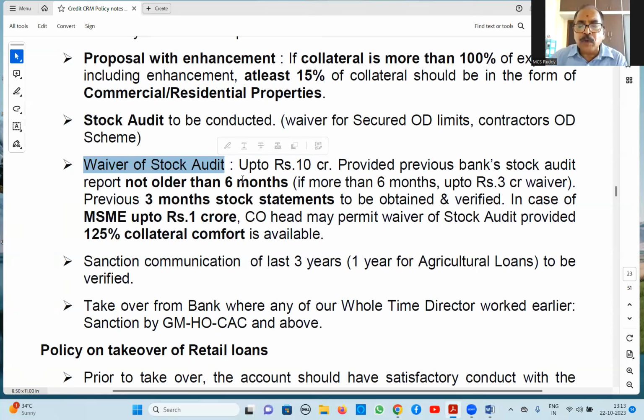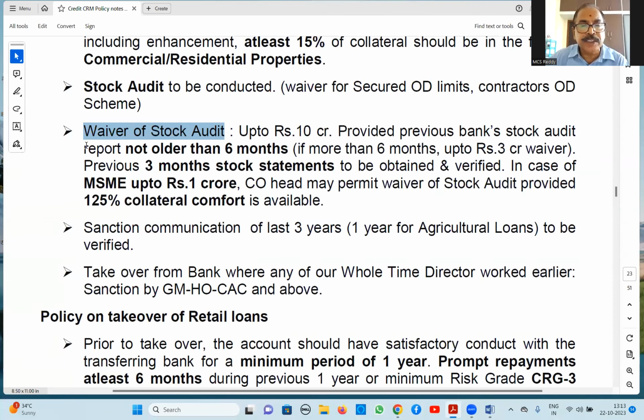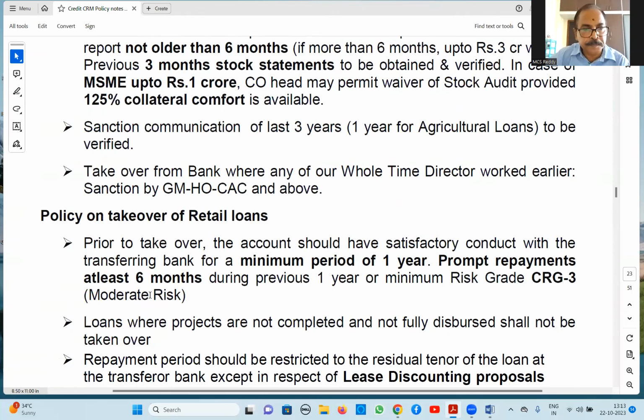Takeover from a bank where our whole-time director worked earlier: in that case, sanctioned by GM, HO, CSC and above. Because Section 19, sub-section 3 of the Banking Regulation Act prohibits here. Restrictions are there. Wherever our directors earlier worked in other banks, there you should not take over. So here, guidelines say GM, HO, CSC and above can sanction. Right.